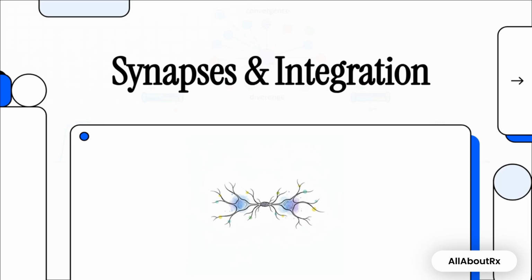Welcome back to AllAboutRx. Today, we're diving deep into the microscopic communication hubs of our nervous system by exploring synapses and neuronal integration. We're going to explore how your brain takes these tiny chemical signals and integrates them to form literally every thought, feeling, and action you experience.